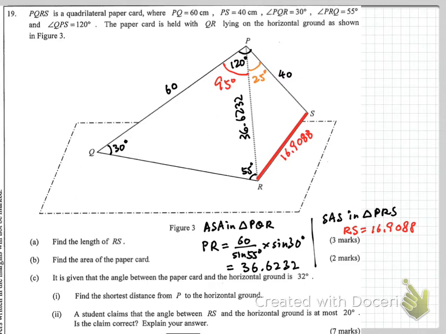You can have the area equals half times 60 times PR times sine 95 degrees. This is the triangle PQR. And then add to it, half times 40 times PR times sine 25 degrees. That is the triangle PRS. So altogether, we add up and the area will be 1404 cm squared. This is the answer to part B.